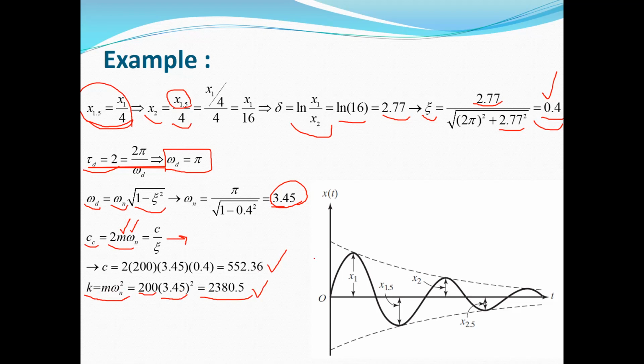So to have a response like this for your system, if you want to design a vibration absorber, you need to use a spring with the stiffness of 2.4, or 2380 Newton per meter. And also you need a damper with a coefficient of 552.3 Newton second per meter. So this is the characteristic of the system required for this response.